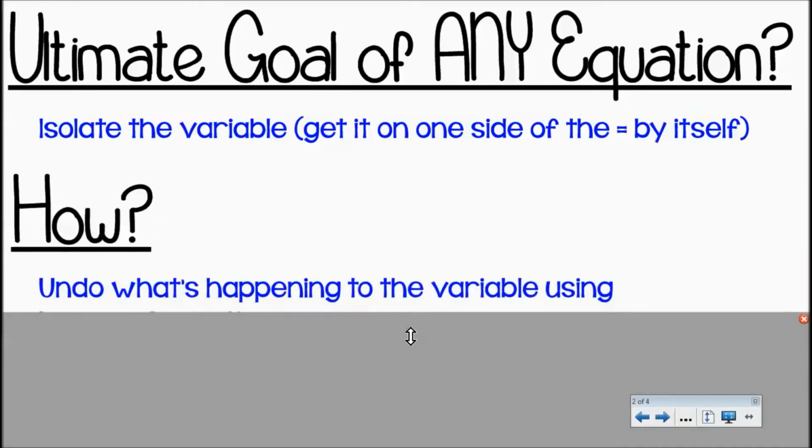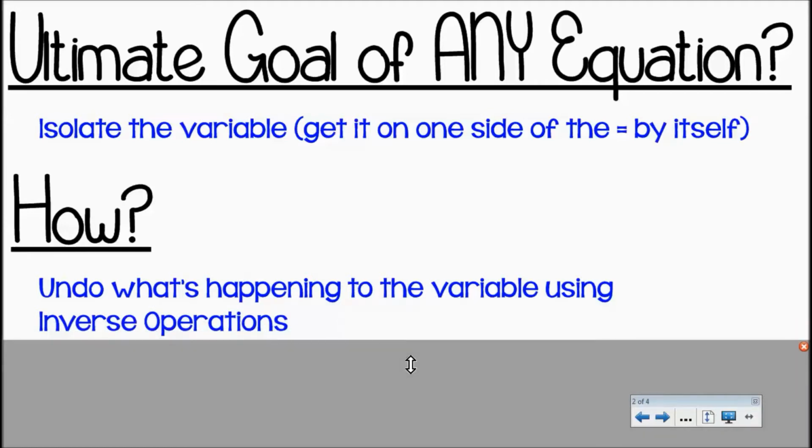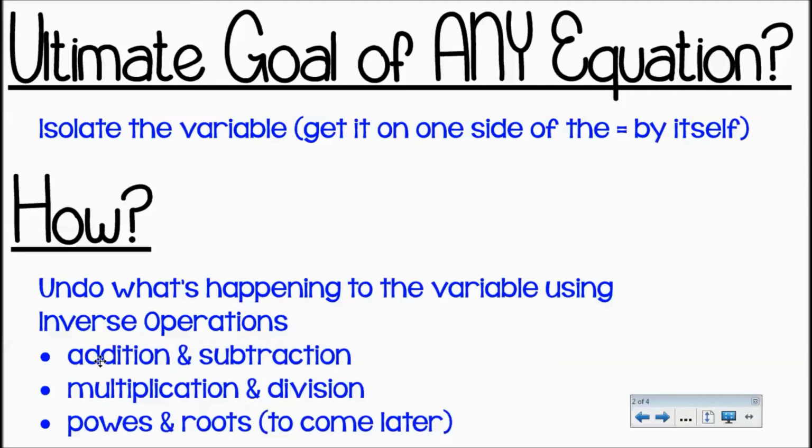What you do is you undo what's happening to the variable using inverse operations. You undo that instead of before where it was just a plain expression and you did step 1, step 2, step 3, order of operations. Now we're going to undo whatever is being done to the variable. So addition and subtraction undo each other. Multiplication and division undo each other.